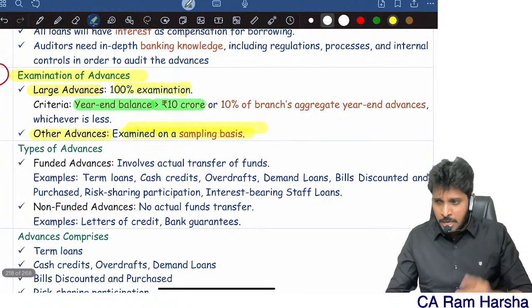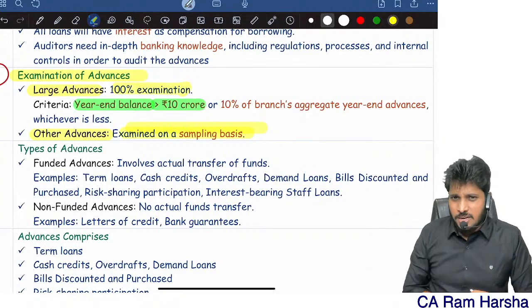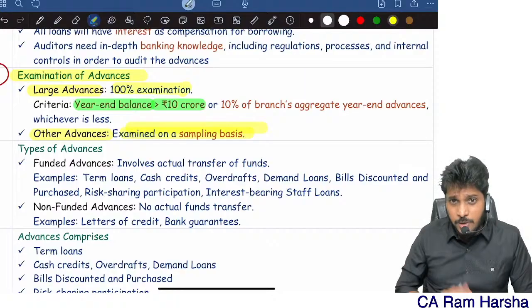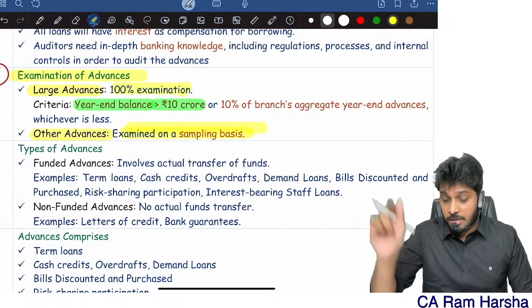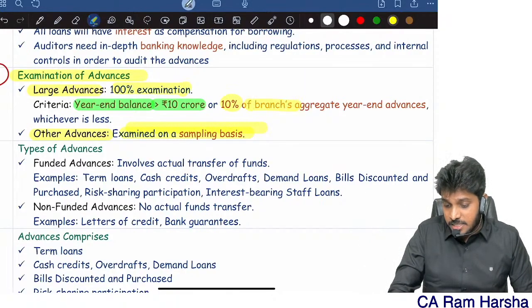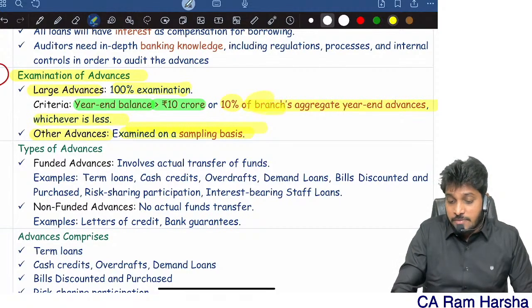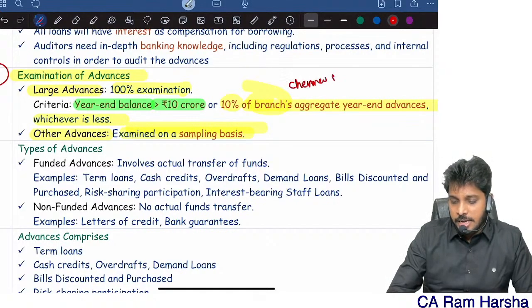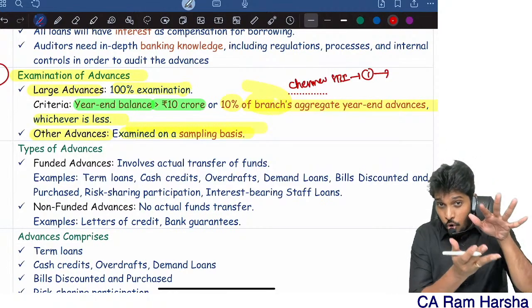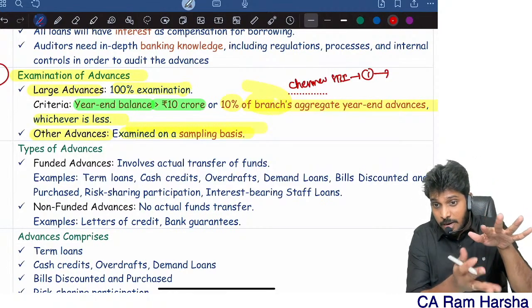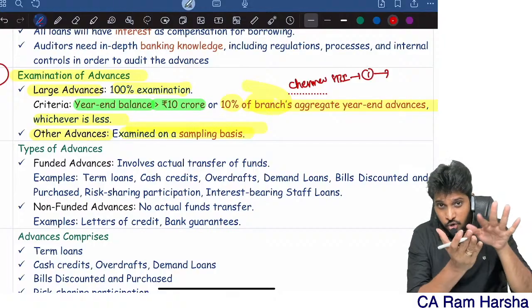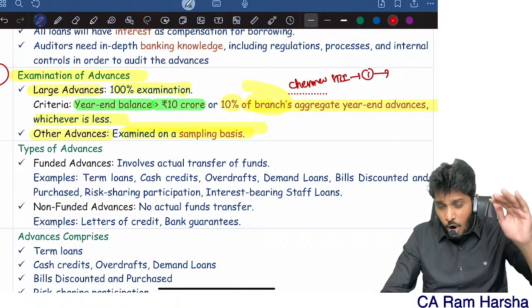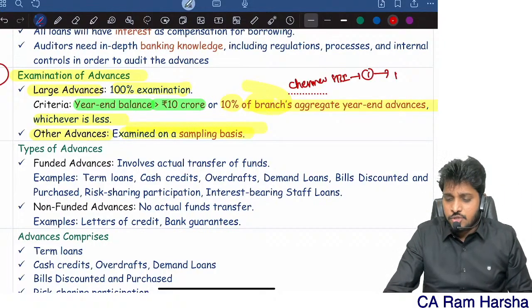That is one limit. Sir, if the advance amount is less than 10 crore, can I straight away call it a small advance? No. Compare with another number. Is it at least 10% of the aggregate year-end advances of the branch? Check. Suppose there is one branch, for example, Chennai State Bank of India. In this branch, total advances as on 31st March from all customers, let us assume, is 100 crore.